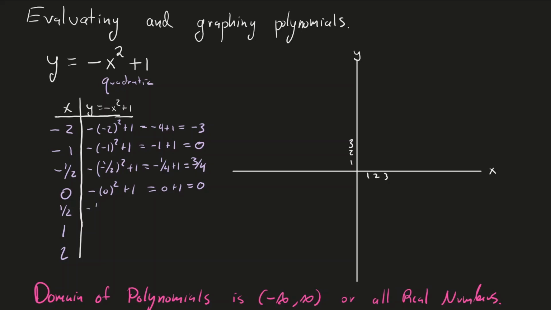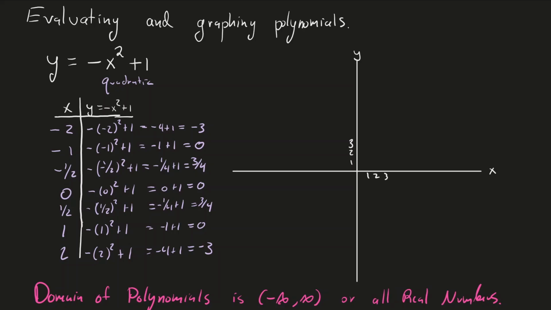And then for these ones, you should see some mirroring happening here, and that's because of some features of this quadratic. So we get a negative 1/4 plus 1, which is equal to 3/4 again. Plugging in the 1, we also get minus 1 plus 1, which still gives us 0. And then plugging in the 2 squared, we'll get minus 4 plus 1, which is equal to minus 3. So you'll start to see some symmetry for these.